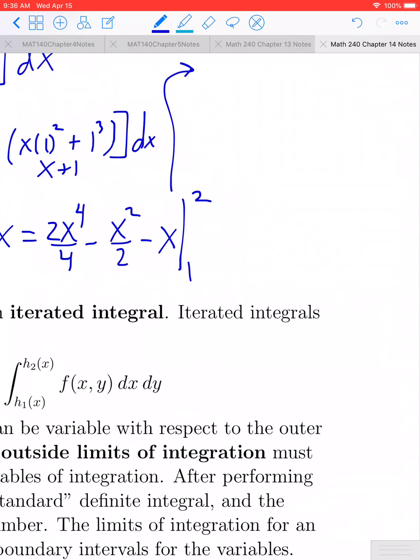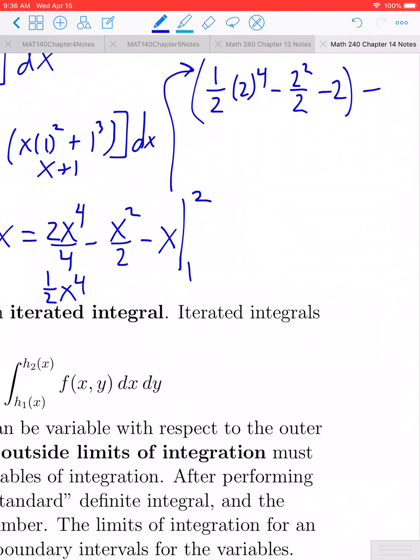Let's go ahead and substitute in our upper limit of integration. Also, note that this coefficient would reduce to 1/2 x to the 4th. So I'm going to have 1/2 times 2 to the 4th minus 2 squared over 2 minus 2. And then I have to substitute in the lower limit of integration: minus, 1/2 times 1 to the 4th minus 1 squared over 2 minus 1.